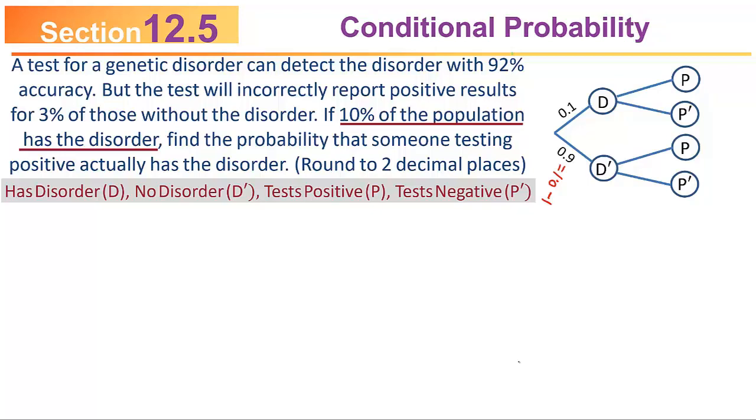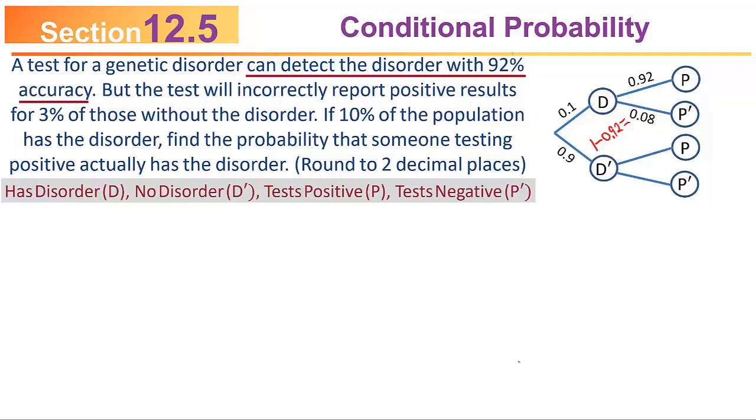You can see how I'm going with this. I'm going to transfer these numbers over to my tree diagram. So, moving along, it says that the test can detect the disorder with 92% accuracy. So in other words, if you have the disease, it will tell you that you do 92% of the time, 0.92. That means that 1 minus 0.92, which is 0.08, 8% of the time the test is negative even though you have the disease.